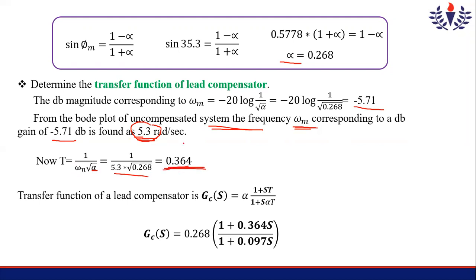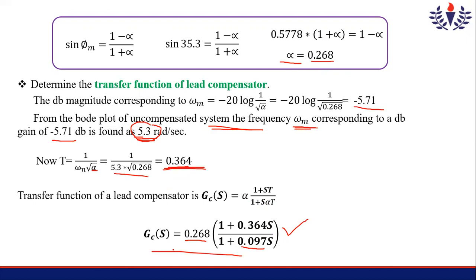Now we know the time constant and alpha. We substitute the values: the lead compensator equals alpha value 0.268 into (1 plus S into tau), where tau is 0.364, into S by 1 plus S into alpha tau. So 0.364 into 0.268 gives 0.097. So this is the lead compensator.